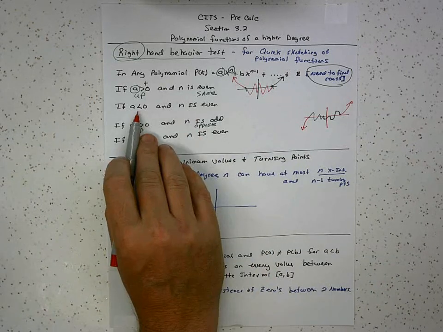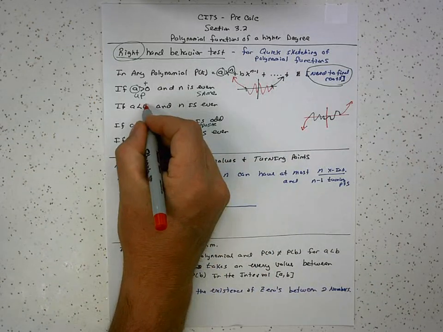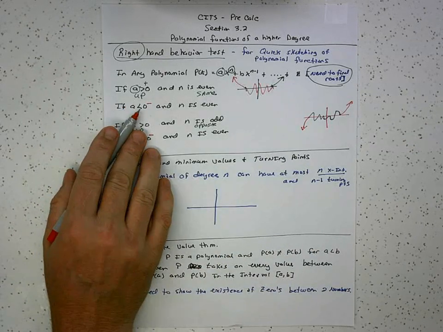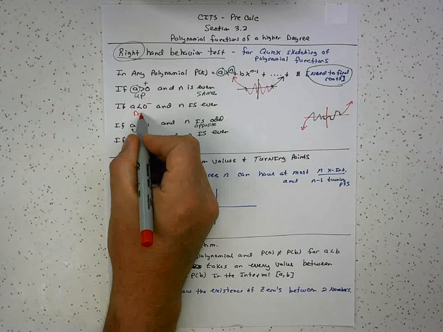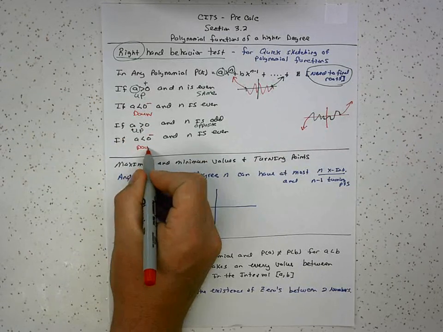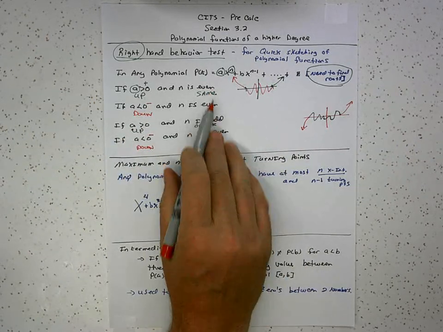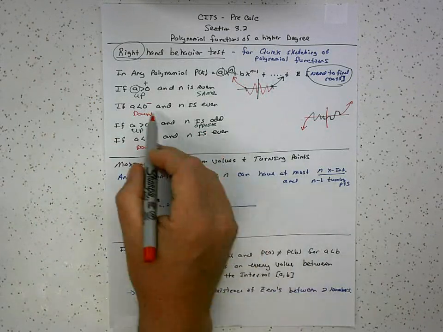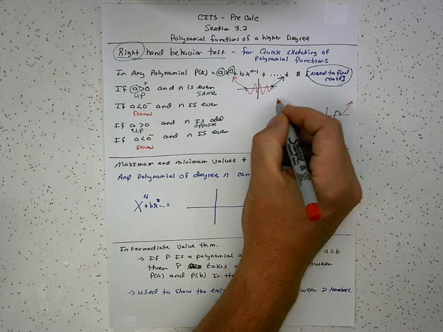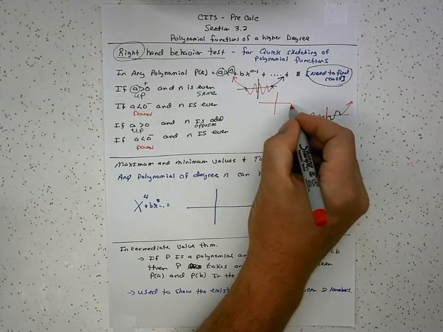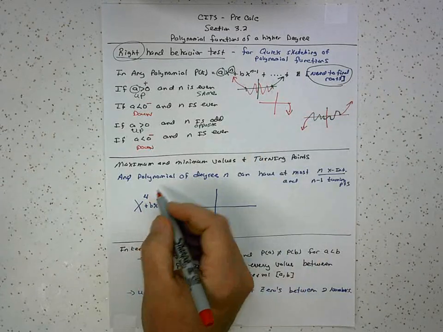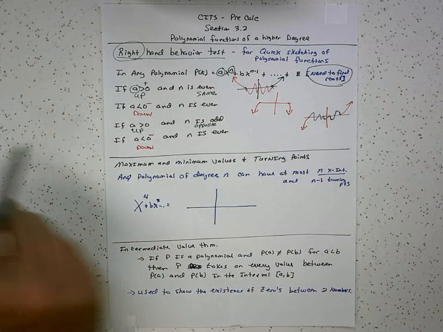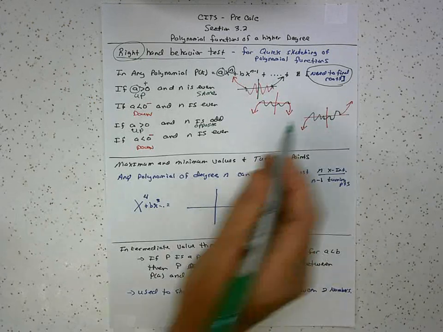Now, what happens if a is negative? If a is less than 0, which means it's negative, well, if positive is up on the y-axis, negative means it's going to go down. Even means the same, and odd means the opposite. So if a is less than 0, the right side is going to go down. If n is even, the left side is going to go down too. And in here, we'll figure that out later.